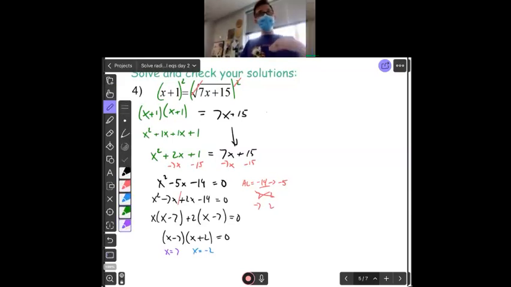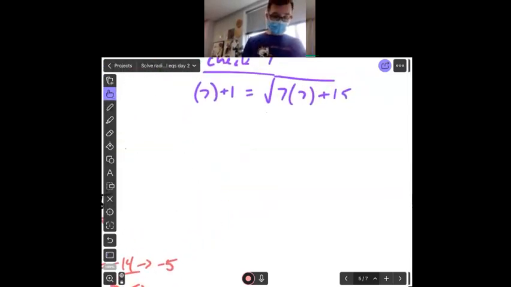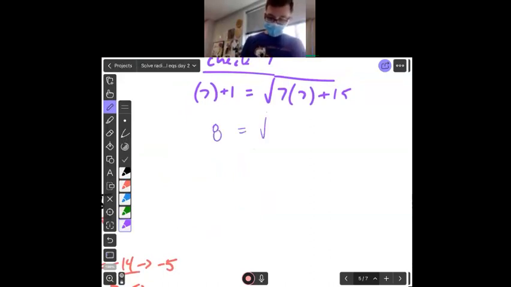So grab one of your answers, go back to the very top. I'm going to check 7 first, just because it's there. It says x plus 1, so that's 7 plus 1, equals the square root of 7 times 7 plus 15. Nothing comes across the equal sign. We purely simplify down. 7 plus 1 is 8. That 8 is not going to change for the rest of the problem. 7 times 7 is 49, plus 15. 49 plus 15 is 64. Ooh, that's good, because 8 is equal to 8.